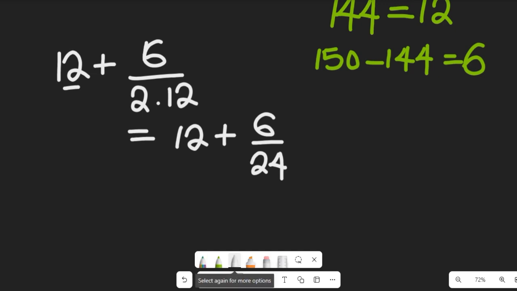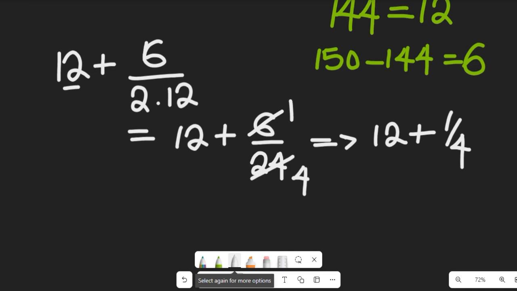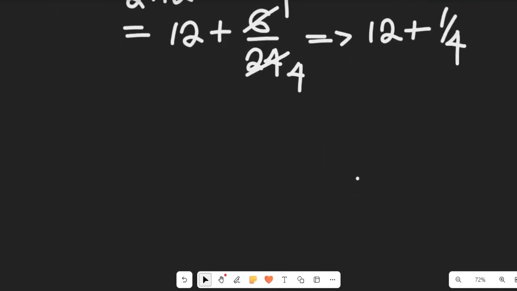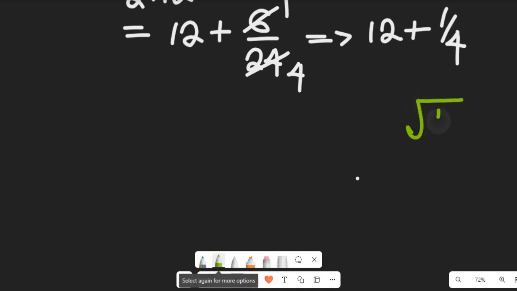So let's simplify this. If we simplify this, we'll have this value become 12 plus 6 over 24, which is going to give me 1 divided by 4, right? So that will give me 1 divided by 4. So this expression is going to give me 12 plus 1 divided by 4.